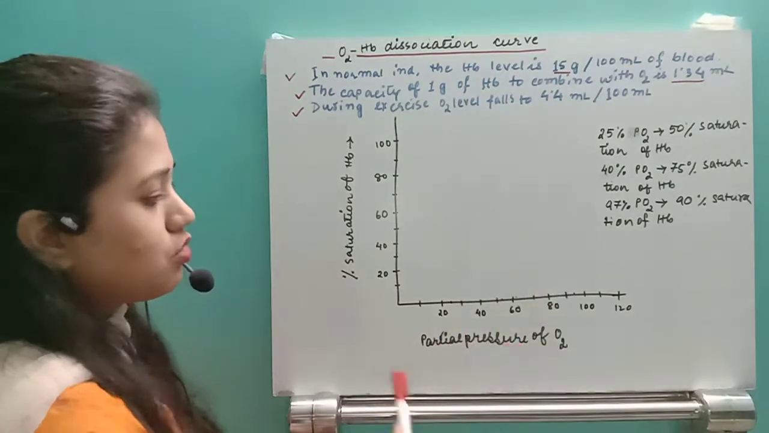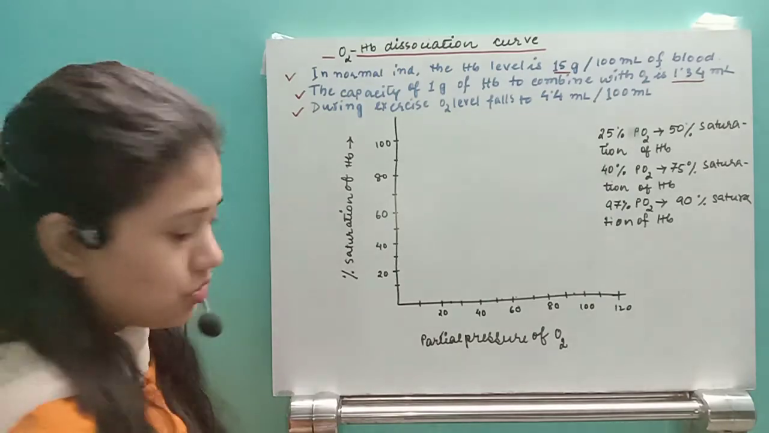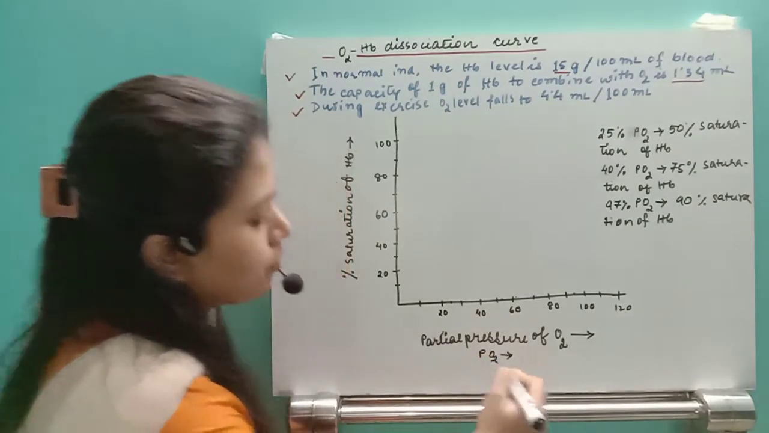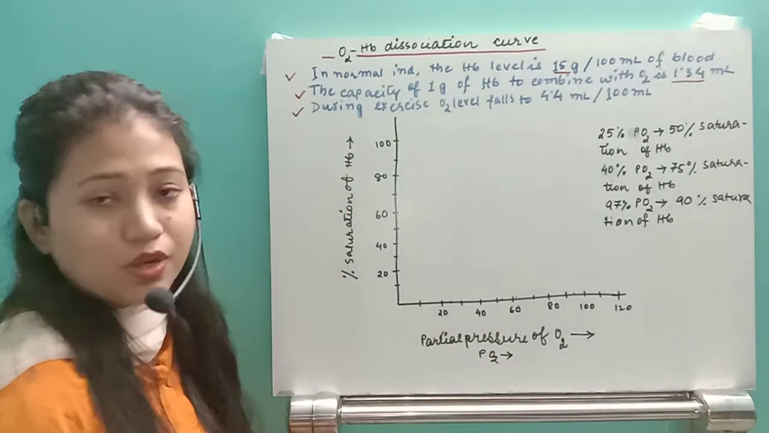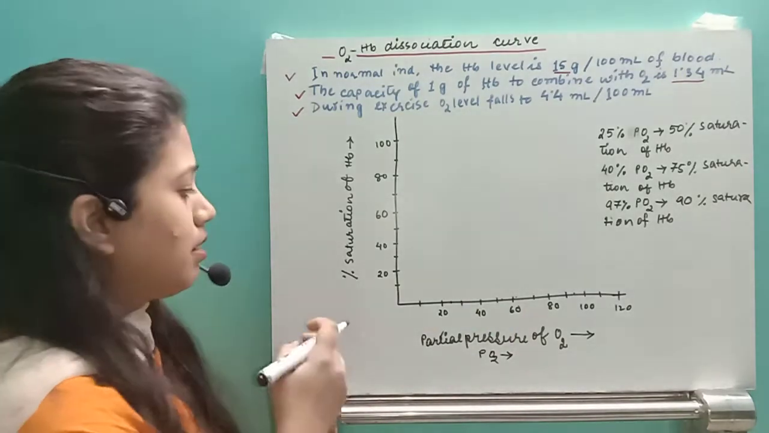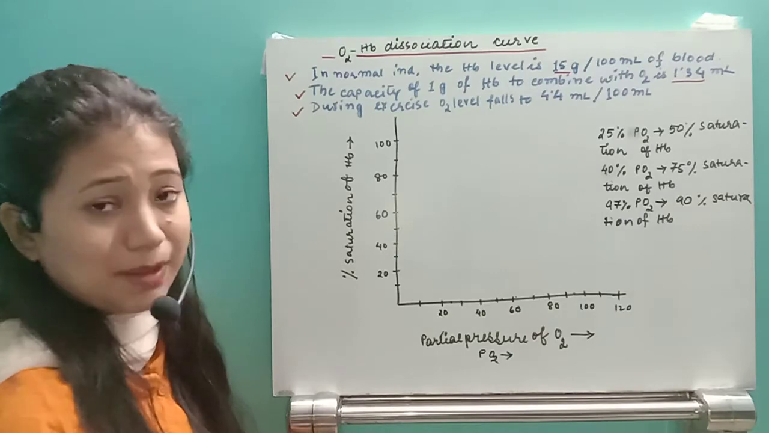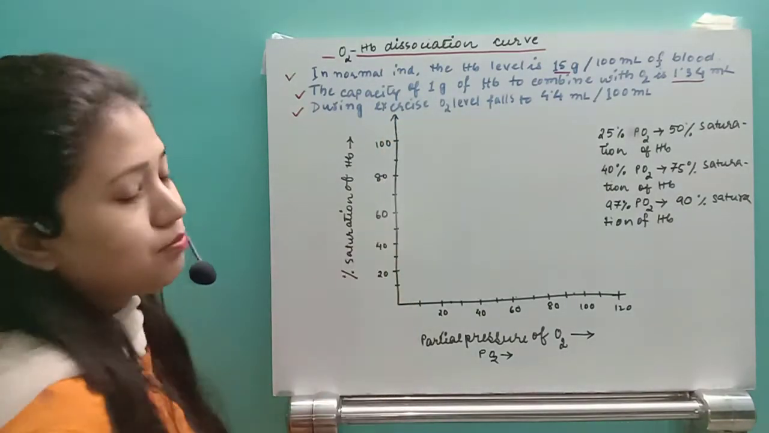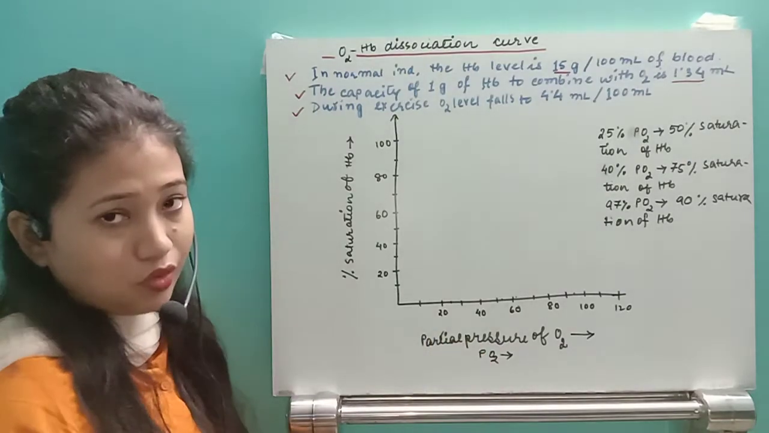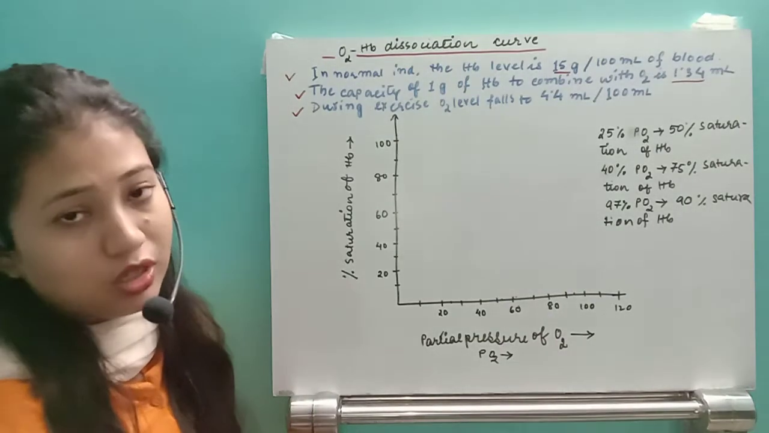So first of all, what will the oxygen hemoglobin dissociation curve indicate? In the x-axis, we take the partial pressure of oxygen, also written as PO2. I have not drawn it to scale, but to a little extent it will look the same. And in the y-axis, we have taken the percentage saturation of hemoglobin. That means at a specific partial pressure of oxygen, how much hemoglobin will bind with oxygen. That one we will see.